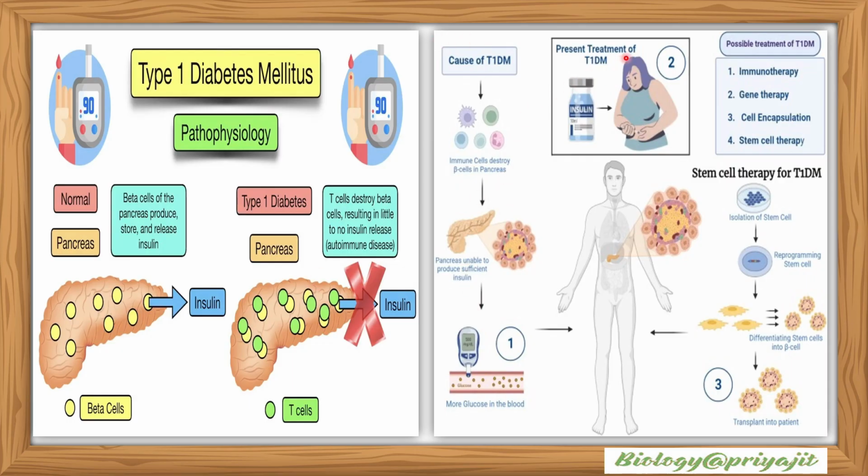What is the present treatment of type 1 diabetes? Insulin is the only treatment, but immunotherapy, gene therapy, cell encapsulation, and stem cell therapy can be possible treatments. Stem cell therapy for type 1 diabetes involves isolation of stem cells, reprogramming stem cells, differentiating stem cells into beta cells, and transplanting them within the pancreas.